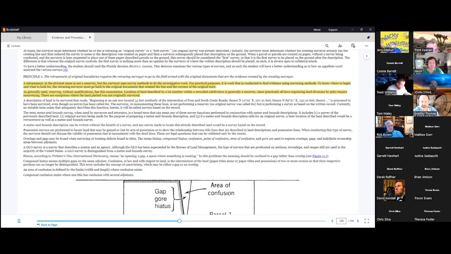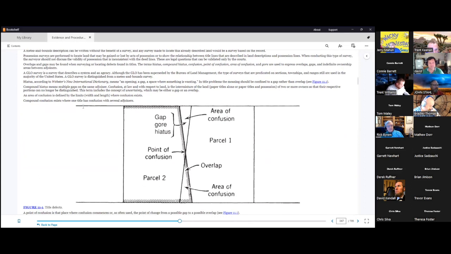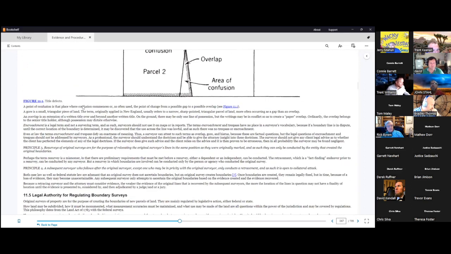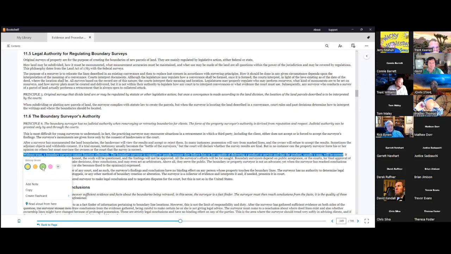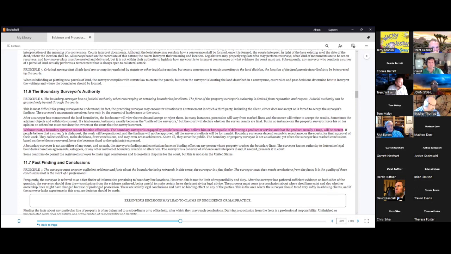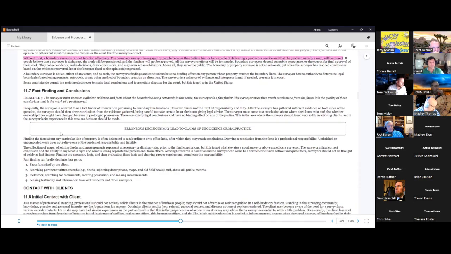Okay. Well, thank you for that clarification, that discussion. I'm going to jump ahead to, let's see, right before 11.7 here. "Without trust, a boundary surveyor cannot function effectively. The boundary surveyor is engaged by people because they believe him or her capable of delivering a product or service, and that the product, usually a map, will be correct." And this is the one that I'm curious about, this line here, and then 11.8. I just want to jump and read these two together.